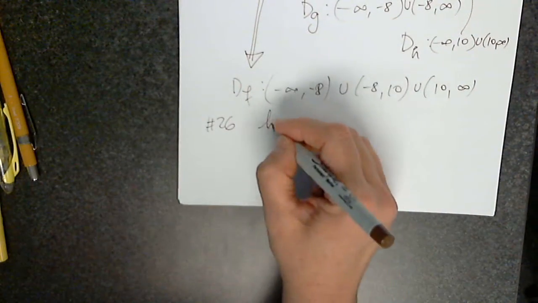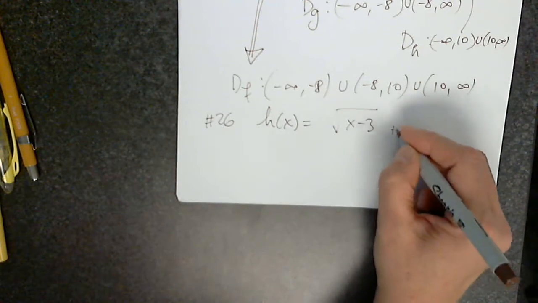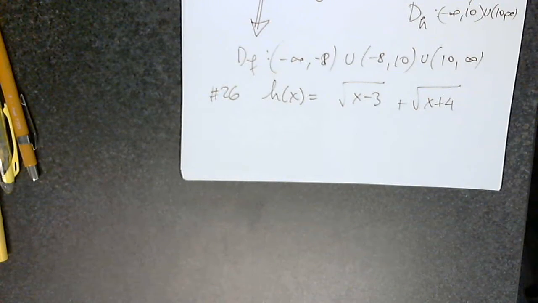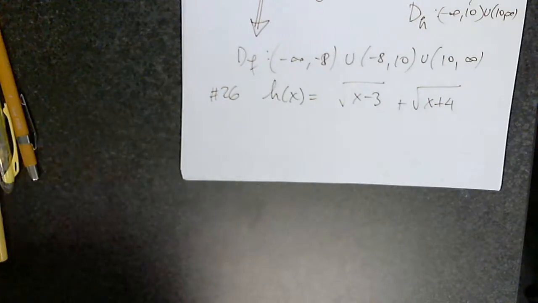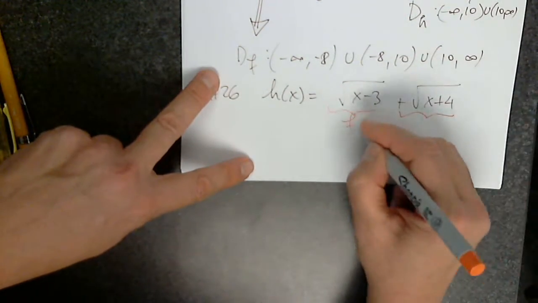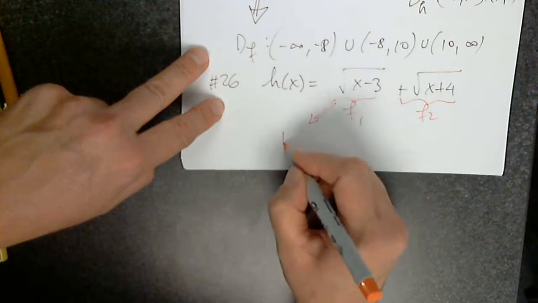Now for example 26, I still have time. H of x equals the square root of x minus 3 plus the square root of x plus 4. Again, you can say, okay, what is this? Well, it's the same situation. I have h, which is the sum of two functions. Let's say function 1 and function 2. What will be the domain of function 1?